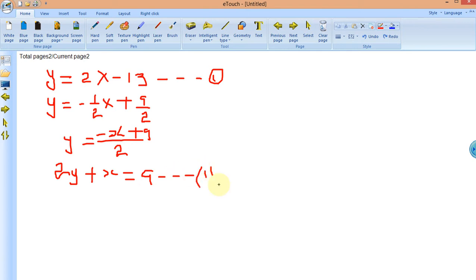And in my equation 1, 2, I would like all the variables to be on the left hand side. So I'm going to write this one as y minus 2x. So let me just write it here.